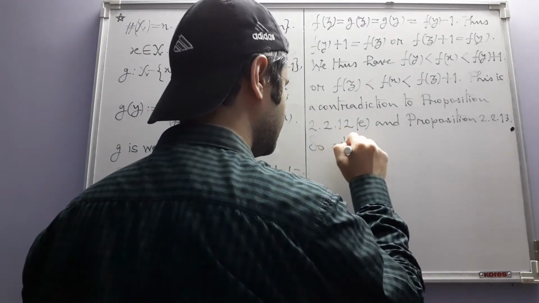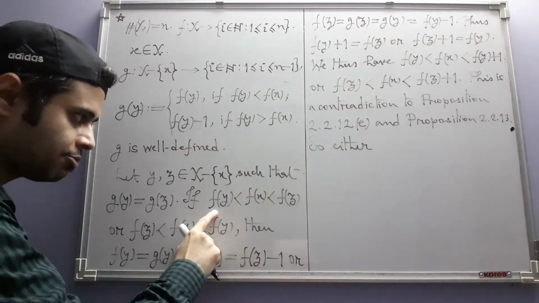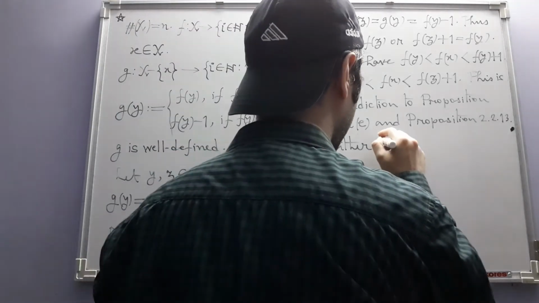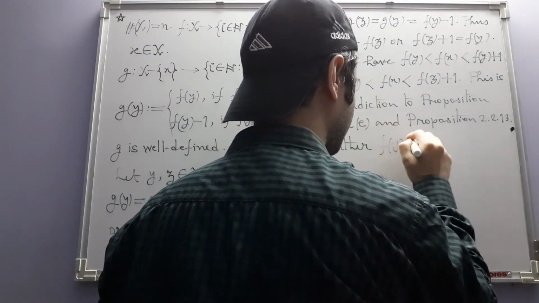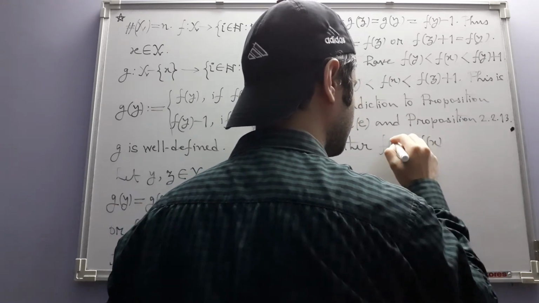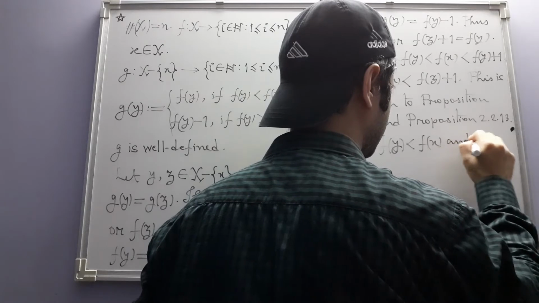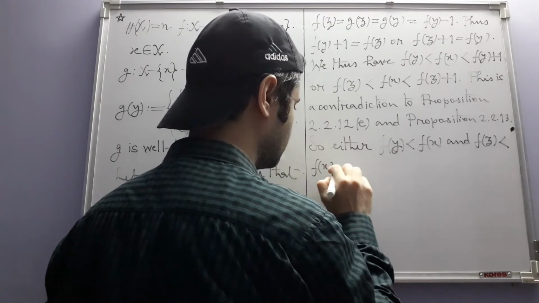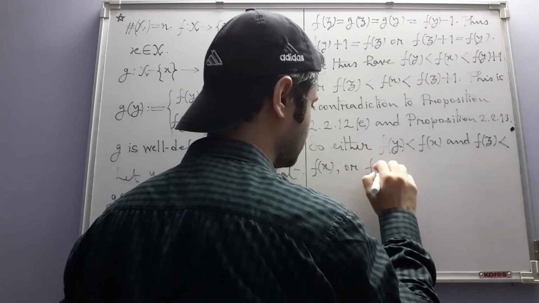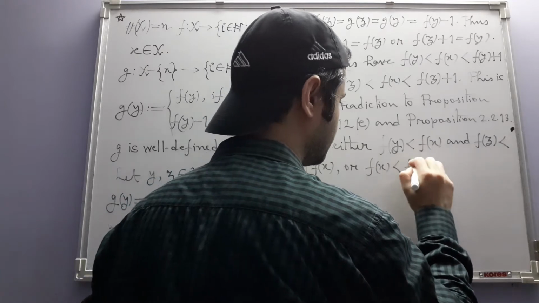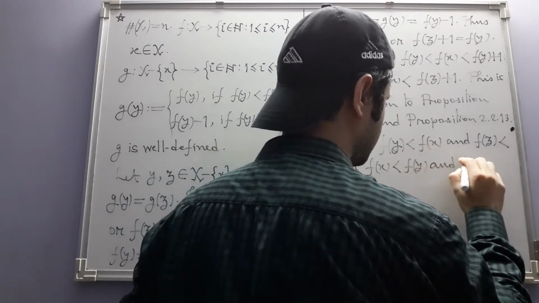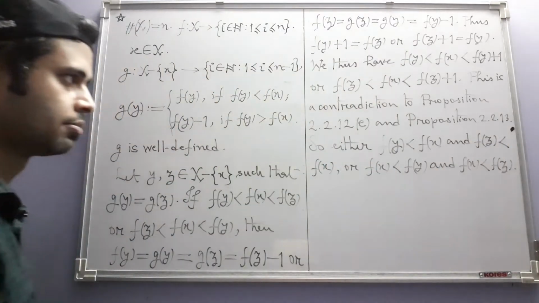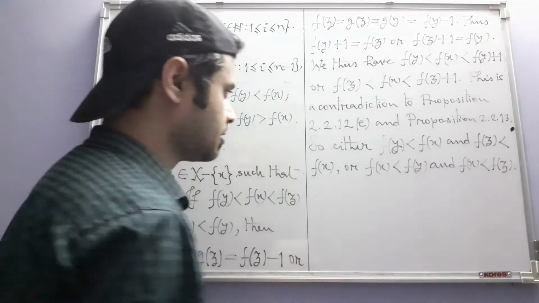So we should have either both f of y and f of z less than f of x, or both of them greater than f of x. So either f of y is less than f of x and f of z is also less than f of x, or both of them are greater than f of x. Yes, so this should be the case.